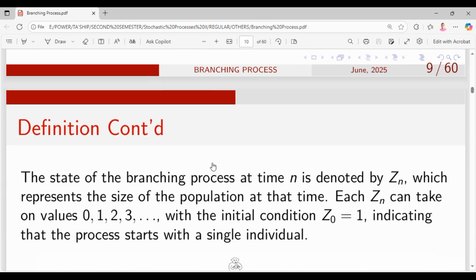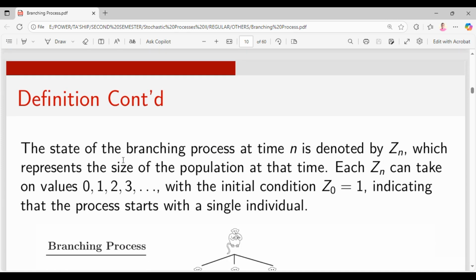Let's continue with the definition and see more. The state of the branching process at time n is denoted by Zn, which I've already said, which represents the size of the population at that time. So I've mentioned all this.